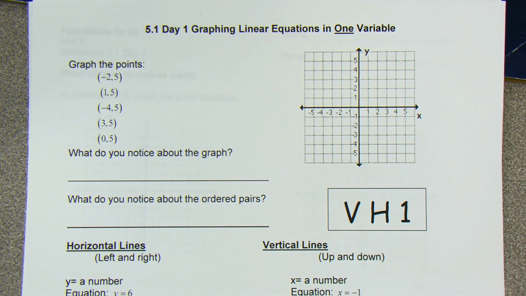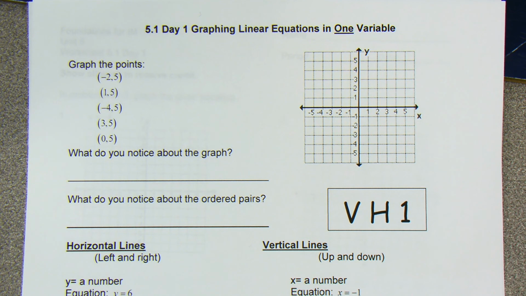Hopefully you've seen ordered pairs before, but if not, we'll go over what an ordered pair is, what they mean, and how to graph them. So today we're going to do 5.1 day one. We're graphing linear equations in one variable. Eventually we'll be graphing linear equations in two variables, but today we are just graphing linear equations in one variable. So that means it'll either be an x or a y. There will not be both.